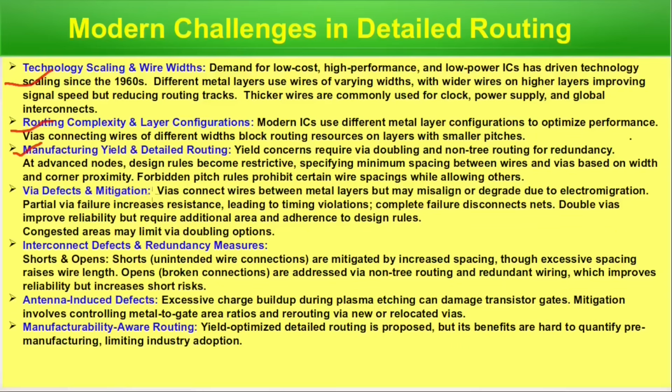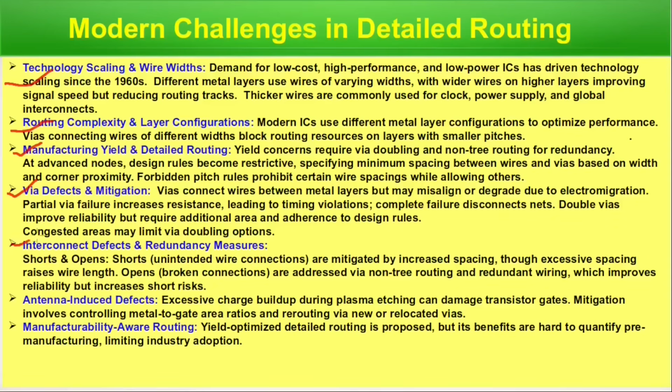And via defects and mitigation. Vias connect wires between metal layers but may misalign or degrade due to electromigration. Partial via failure increases resistance, leading to timing violations. Complete failure disconnects nets. Double vias improve reliability but require additional area and adherence to design rules. Congested areas may limit via doubling options. So there are solutions, although since space is a concern, that can be limited by area also.